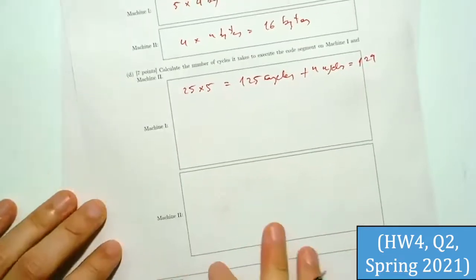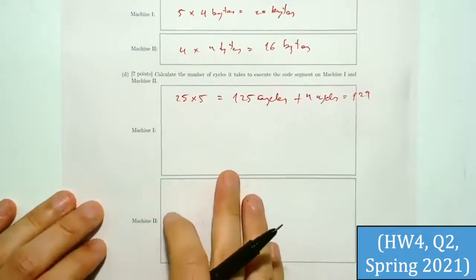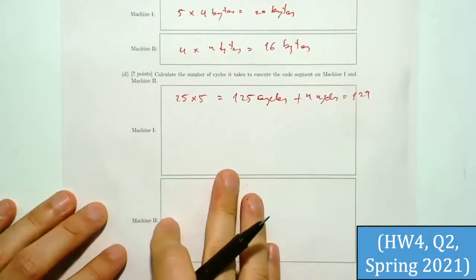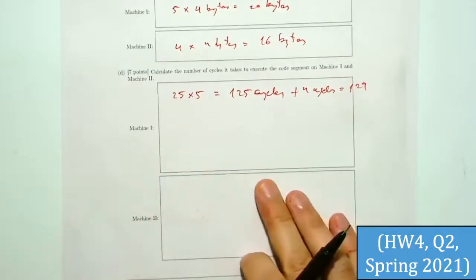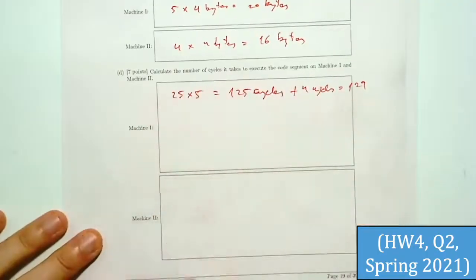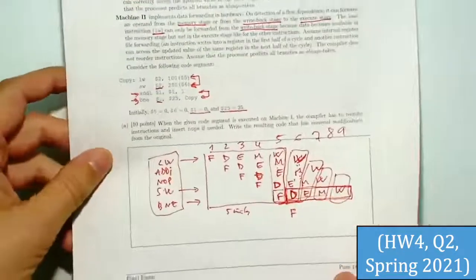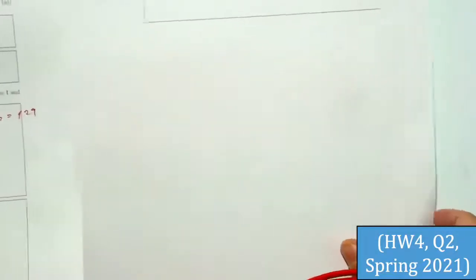Wouldn't it be 25 times 4? Oh, no, okay, never mind. So calculate the number of cycles for machine 2. So let's go to machine 2.